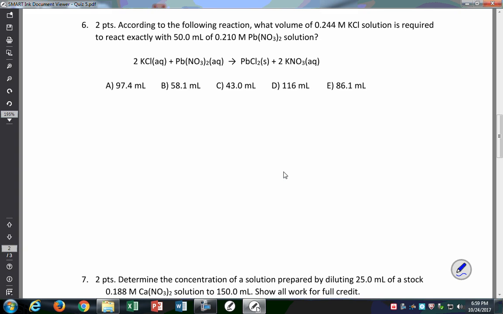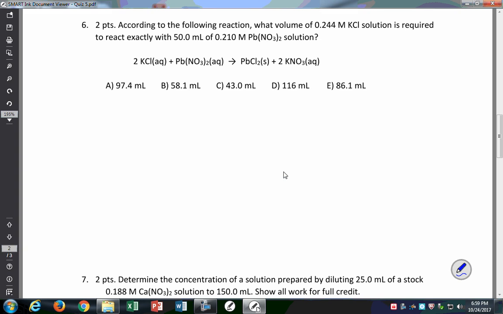So for multiple reasons, only use M1V1 equals M2V2 for dilutions. If you are taking a solution and adding more water to it, you are diluting it. This is not a dilution. This is a chemical reaction. If a chemical reaction occurs, this is not a dilution. So we cannot use that, but we have to use what we know about our equation. Our chemical equation is given to us, it's balanced, it even tells us lead chloride has precipitated out. So it tells us all the things we need to know.